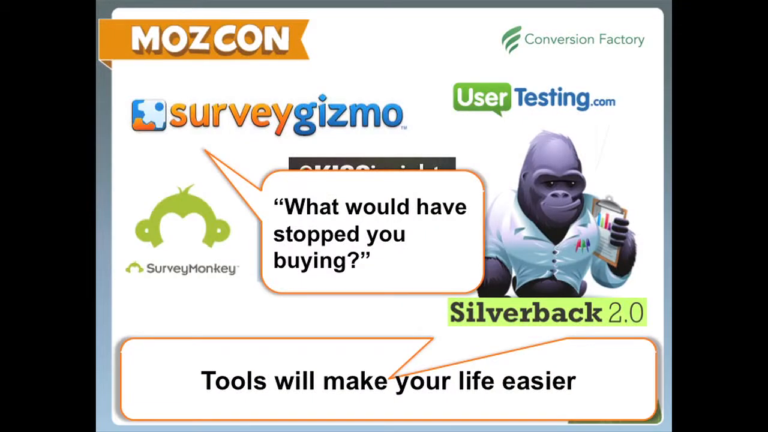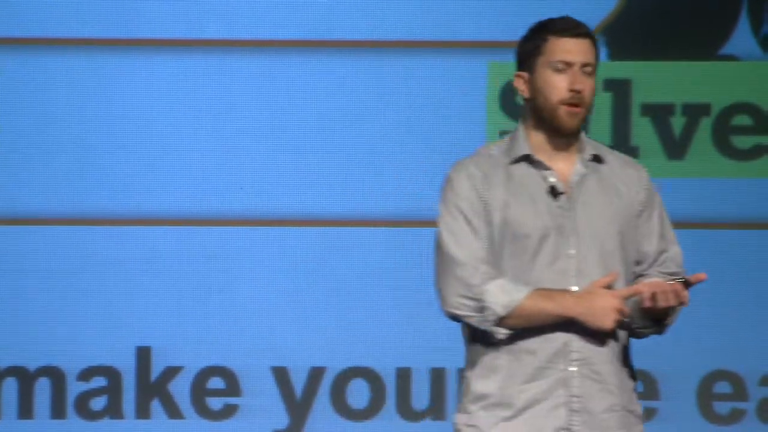So on the left here, we've got tools like Survey Gizmo and SurveyMonkey. Basically, they'll allow you to survey your visitors. More importantly, you can survey your customers. So on the screen here, we've got the question, what would have stopped you buying? This is my favorite question that I ask customers of my clients. So if someone makes a purchase, then a few days after we say, would you mind filling out this short survey? And one of those questions is, if there's one thing that would have stopped you buying from us, what would it be? And that's a great way to find out what the objections are, what the stumbling blocks are. And it's normally something that you hadn't thought of before.